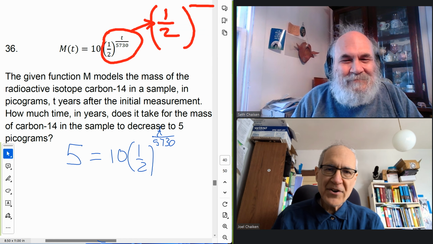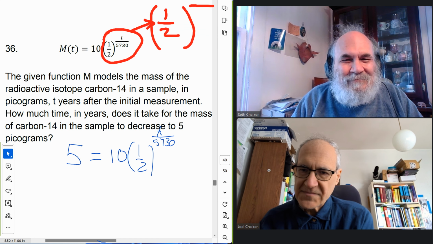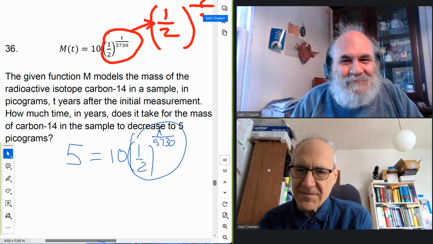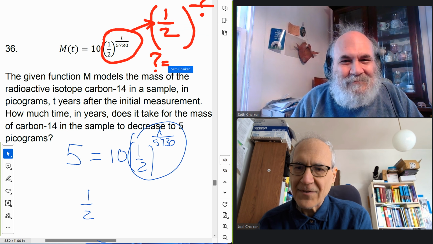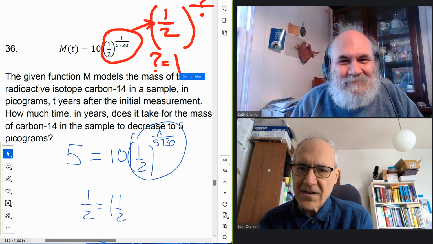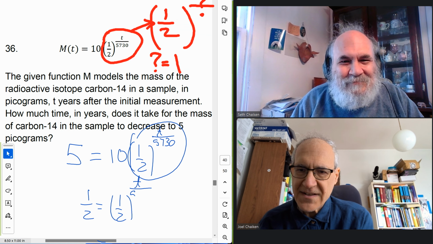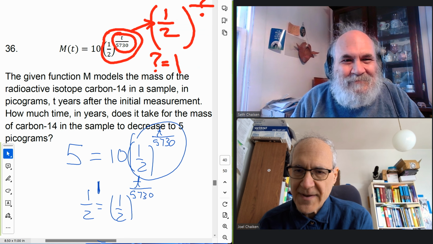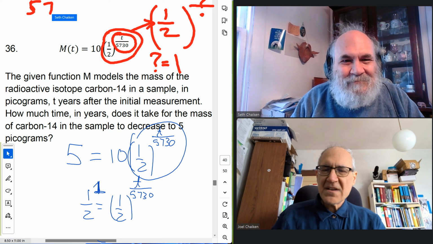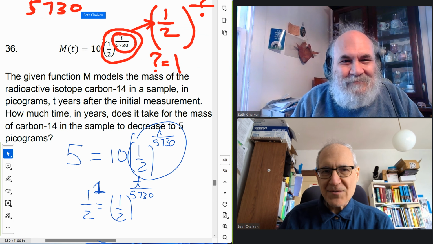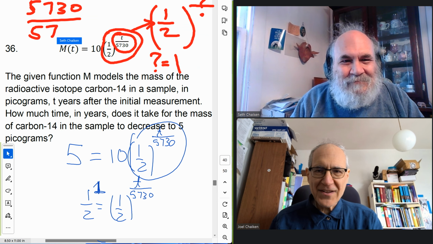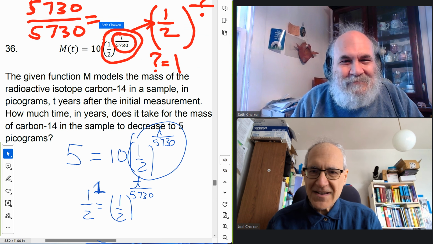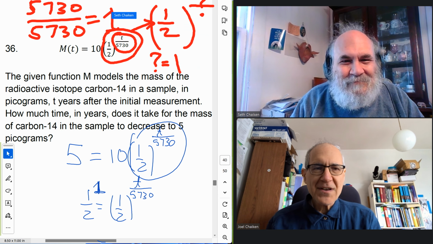One equation, one unknown. So 5, do we want to isolate this whole thing? So we divide by 10, so we get 5 over 10, which is a half, is equal to a half to the t. Wow, this is solving pretty easily, because this half is 1/2 to the first power. So, after seeing this, you could realize there's a massive pattern in this, and the answer is 5730 years.